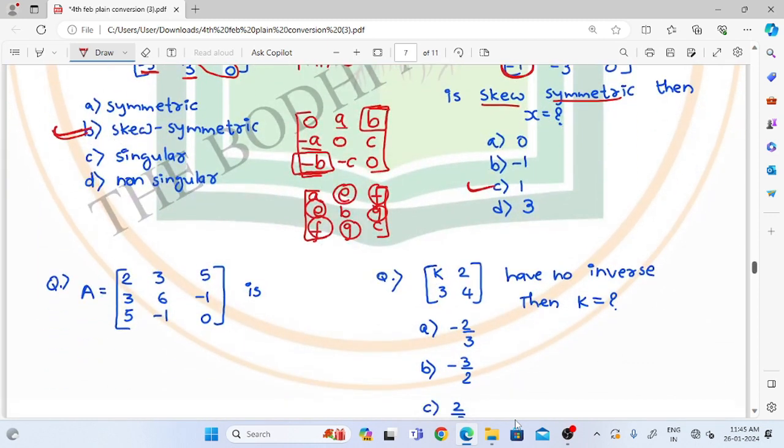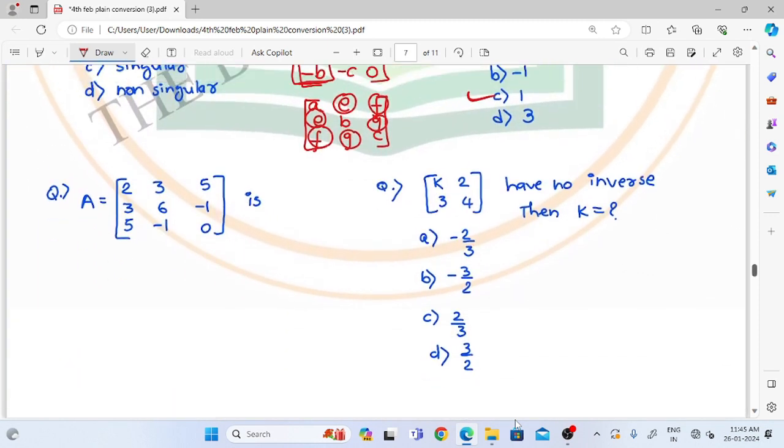Come to the next question. Identify this matrix. Here it is 2, 6, 0. Diagonal can be anything. Now look at this number. Here it is 3, here it is also 3. Here 5, here also 5. Here minus 1, here it is also minus 1. So it is nothing but a symmetric matrix. This is called a symmetric matrix.